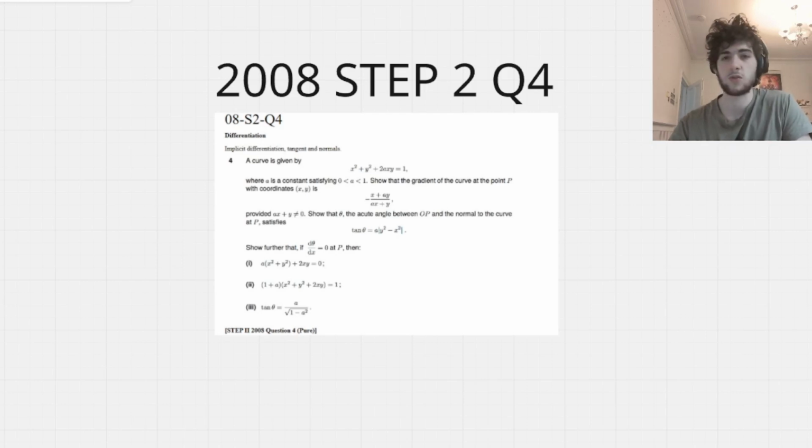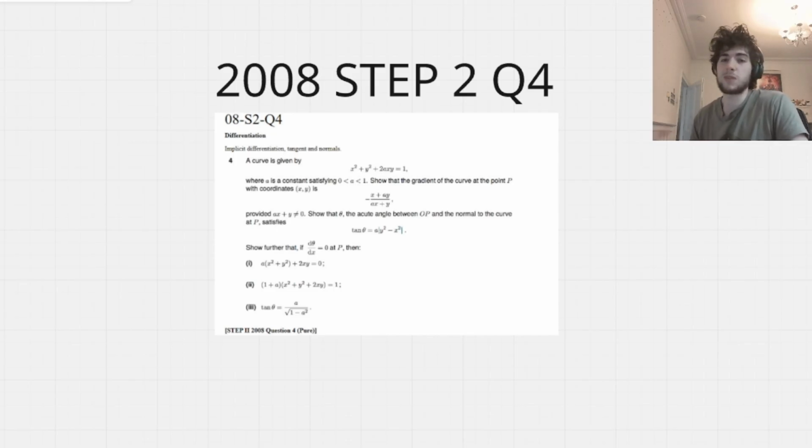This is 2008 Step 2, Question 4 on a theme of differentiation. Let's go through the question and summarize what's going on before we get into it. We have a curve given by x squared plus y squared plus 2axy equals 1. So it's an implicit function, effectively.